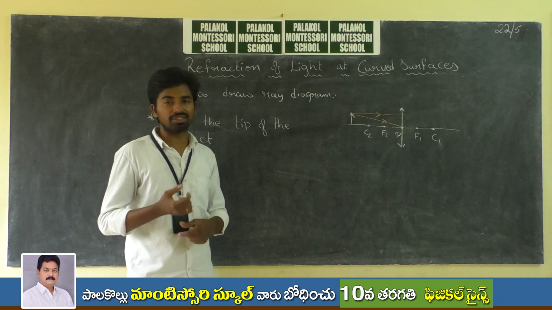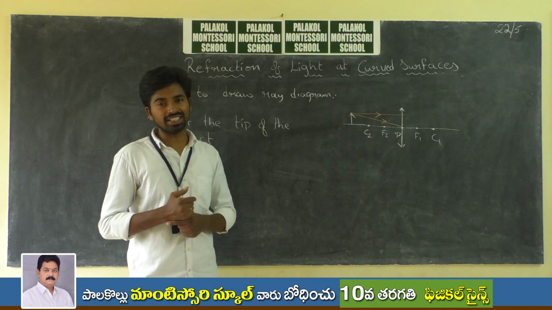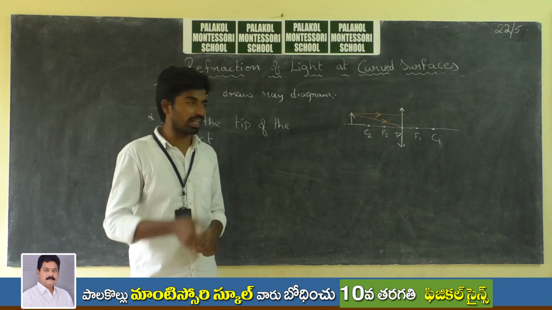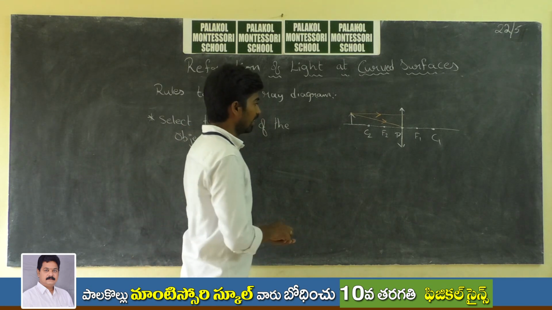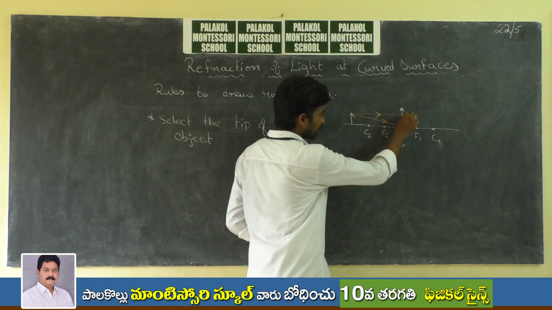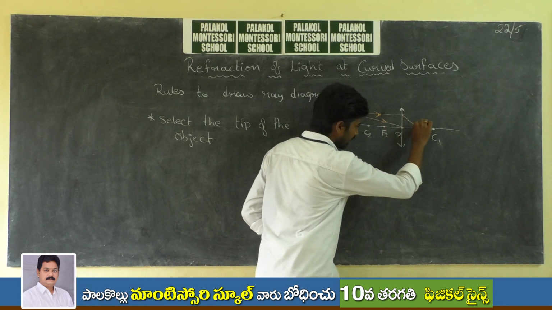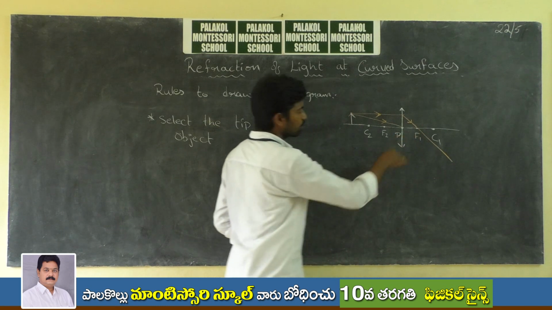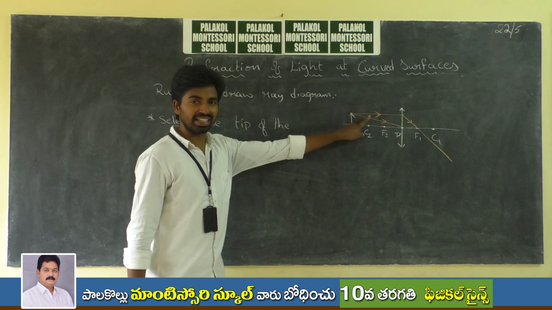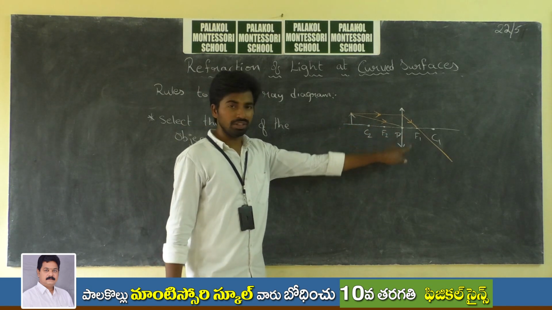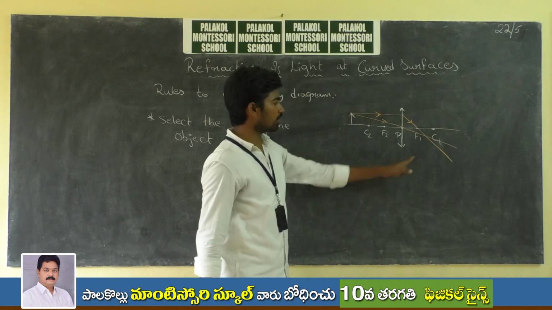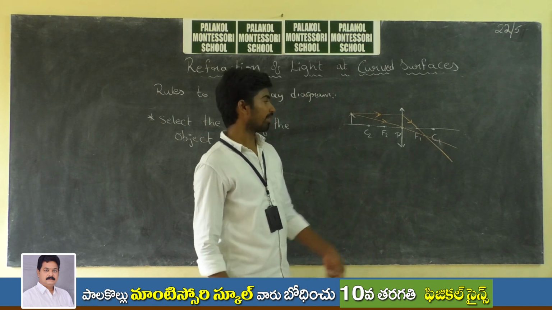From that behavior of light rays, select two light rays. Here I have selected the light ray which is parallel to the principal axis, and the light ray parallel to the principal axis will be refracted in such a way that it passes through the focus point F1. The ray through the pole follows an undeviated path.